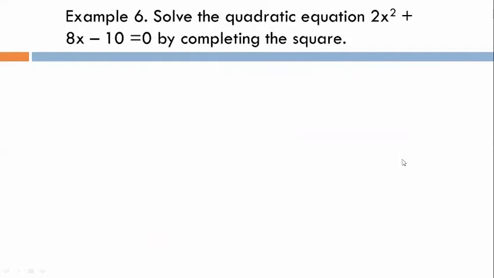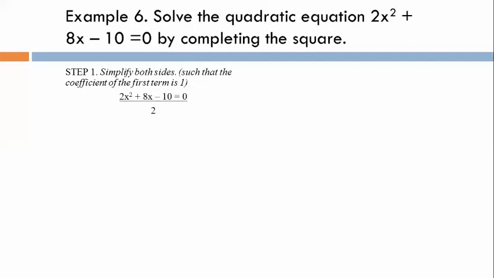Now to the last example. Solve the quadratic equation 2x squared plus 8x minus 10 is equal to 0 by completing the square. Considering that the value of a is greater than 1, remember that we need to reduce it first for us to apply completing the square. We simplify both sides of the equation by dividing by 2. So we have x squared plus 4x minus 5 is equal to 0. Then we isolate the constant. That is x squared plus 4x is equal to positive 5.